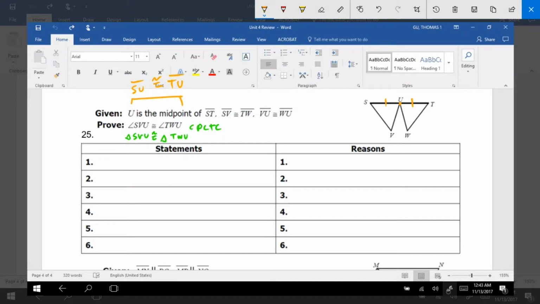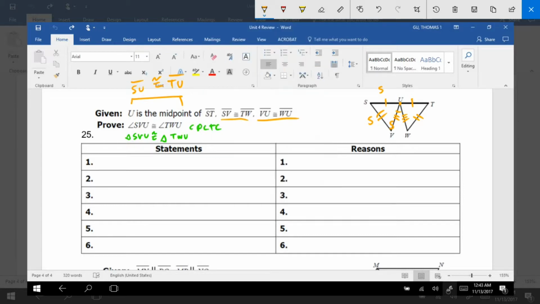Next, they tell us that SV is congruent to TW. SV, it's right here, is congruent to TW. That's my second pair as per the two congruency marks. And then they tell you that VU, that's right here, is congruent to WU. That's the third side. So we got side, side, side. Now I can see these two triangles are congruent because of side, side, side. So I'm ready to fill in my answers.